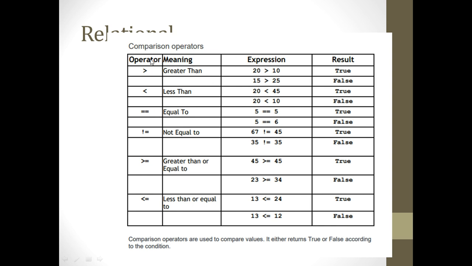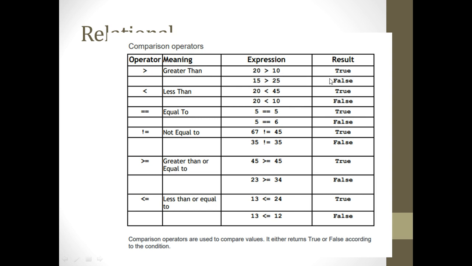Relational operators, these are the comparison operators. They can be greater than, less than. To compare equality, I use the double equal to operator because single equal to is the assignment operator. Not equal to is exclamation equal to. Then I have greater than or equal to, then less than or equal to. And these are the corresponding examples.